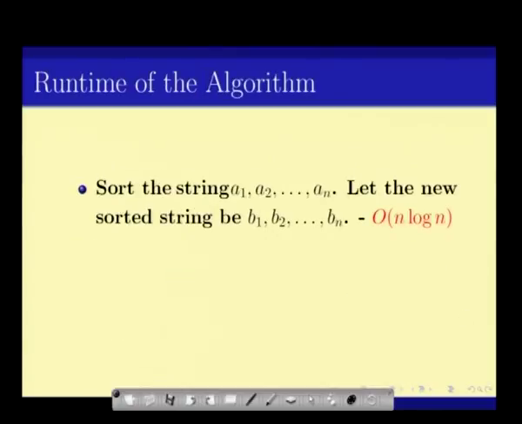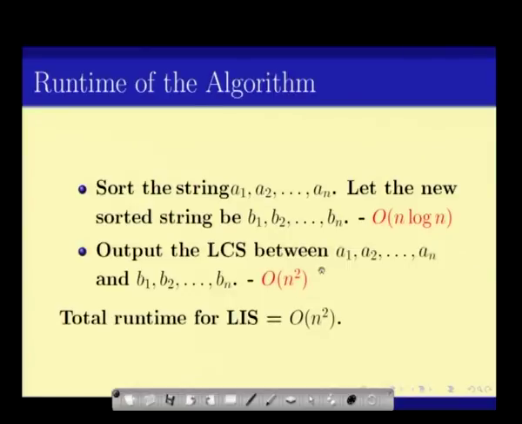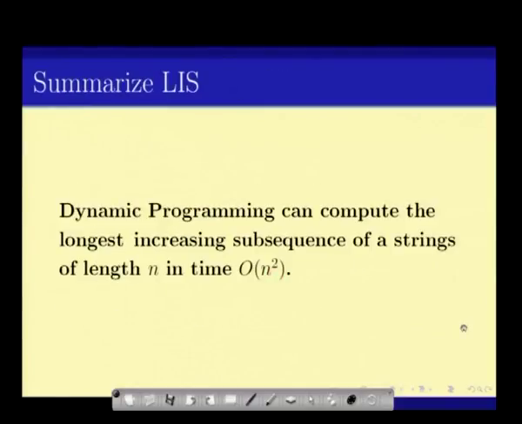What is the runtime of the algorithm? To sort it we require order n log n steps, as we had seen earlier, and finding the longest common subsequence between these two strings takes order n square steps. Thus, the runtime of longest increasing subsequence is order n square. To summarize, we can compute the longest increasing subsequence using dynamic programming in order n square.